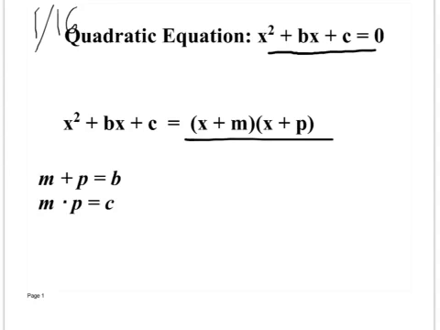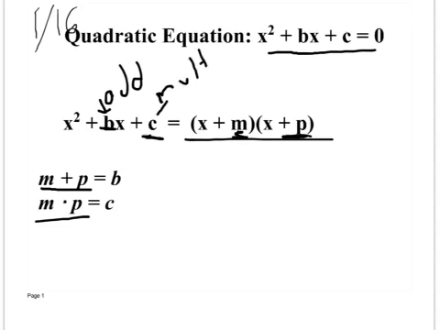When you add m and p, you get the number in front of x. It's b. When you multiply them, you get this number. So here's how I remember it. We add to get b, and we multiply to get c. Any questions? So we add m and p to get b, and we multiply them to get c.